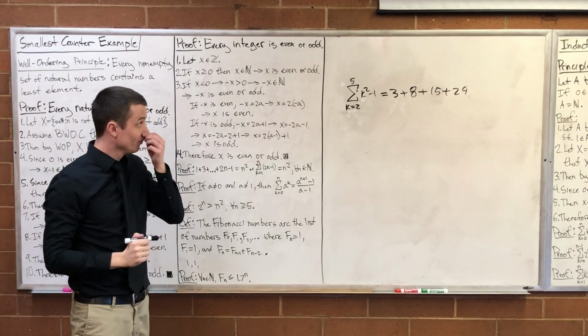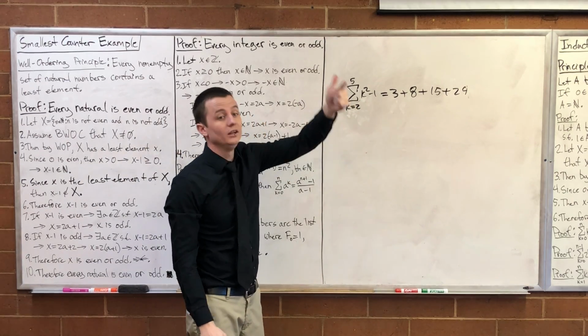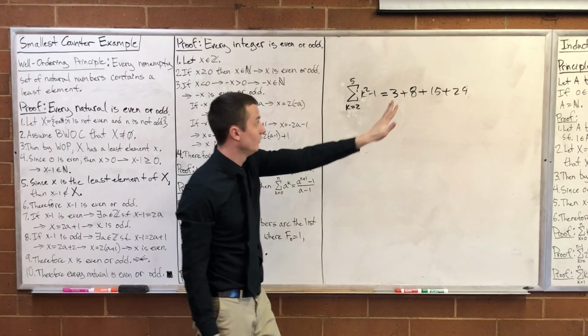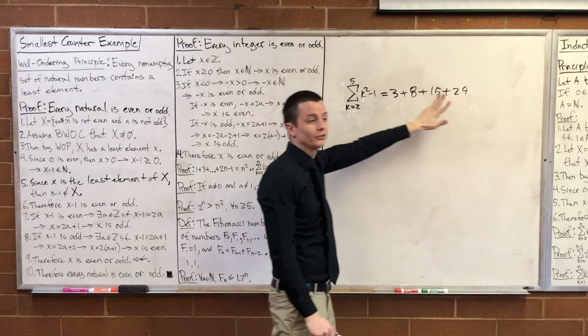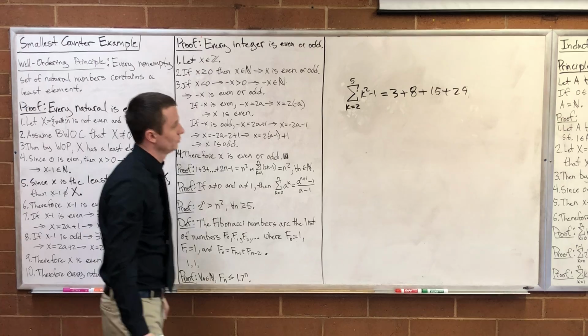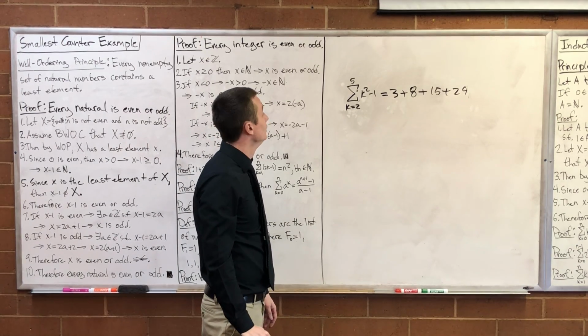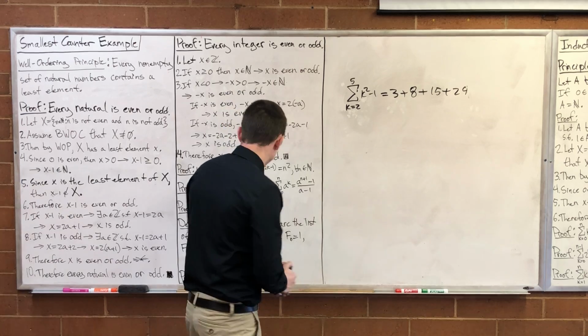Right? I did it for k equal to 2, k equal to 3, k equal to 4, k equal to 5. We wrote out 4 expressions. Or 4 numbers. I should say expressions, that's one expression. Good? Okay, that's sigma notation.